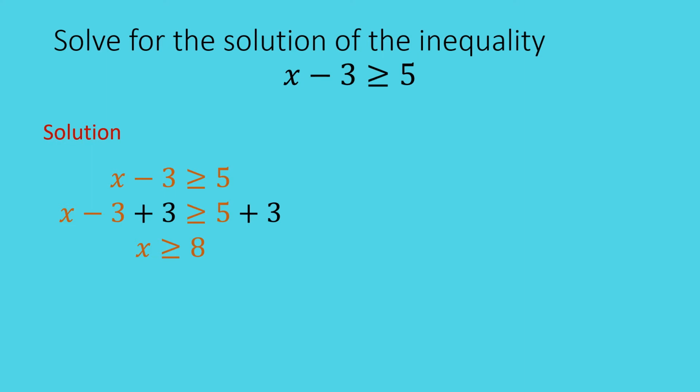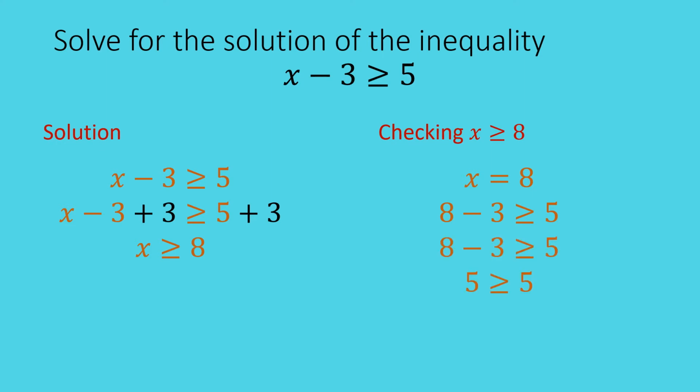So that will be our solution: x is greater than or equal to 8, which means 8 and above. On checking, we test x is greater than or equal to 8, so we use x equal to 8. Substituting, 8 minus 3 is greater than or equal to 5. So 5 is greater than or equal to 5, which is correct. So we are now sure that our answer is x is greater than or equal to 8.